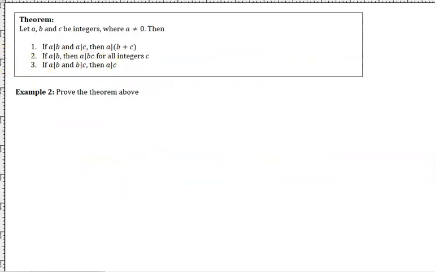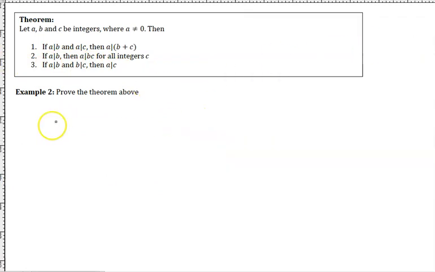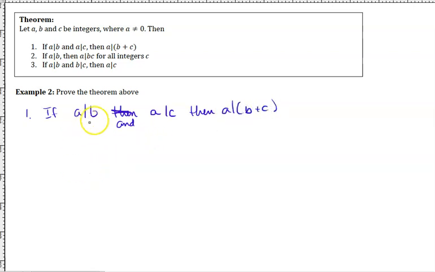Let's look at our first theorem. The theorem says that if a, b, and c are integers where a is not equal to 0, then these three things are true. The first one says that if a divides b and a divides c, then a divides b plus c.